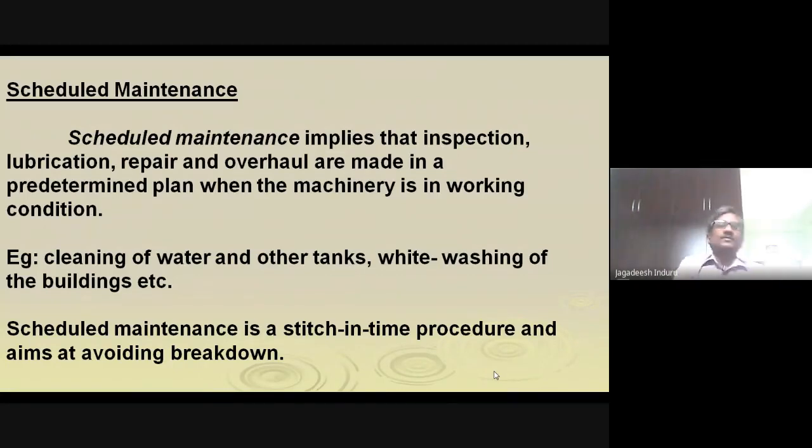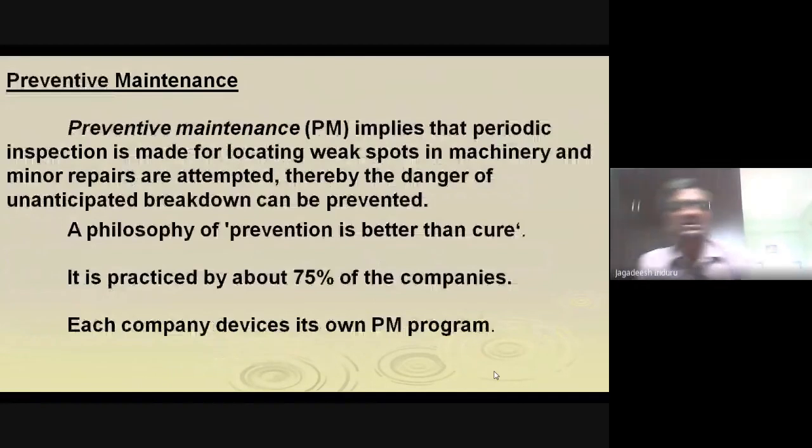The second type, which is better and the best and the biggest thing we need to do, is preventive maintenance, among the remaining 3 outside the breakdown maintenance. In preventive maintenance, a periodic inspection is made for locating weak spots. Now don't get confused with scheduled maintenance. Sir, you have already told that periodic inspection we do regularly. But in scheduled maintenance, you will carry out that activity without fail.